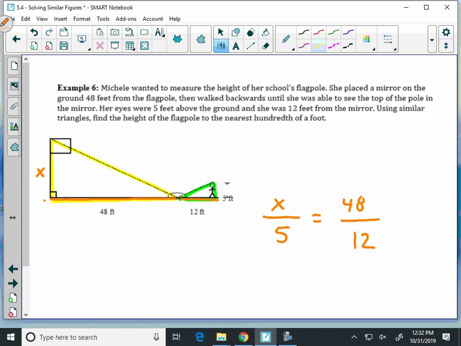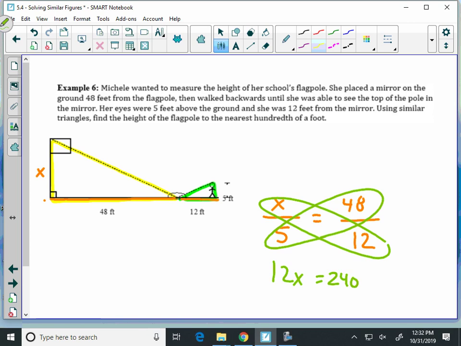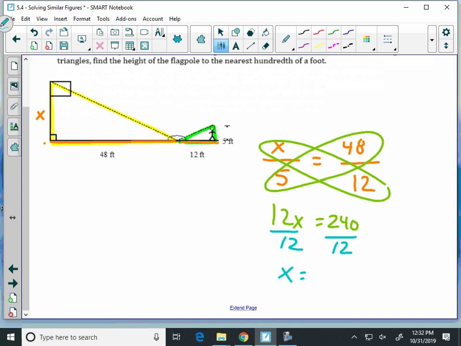And then how do we solve the proportion? Cross multiply. So x times 12 is 12x. What's 5 times 48? 240. Divide 12 on both sides. What's 240 divided by 12? So the flagpole is 20 feet.